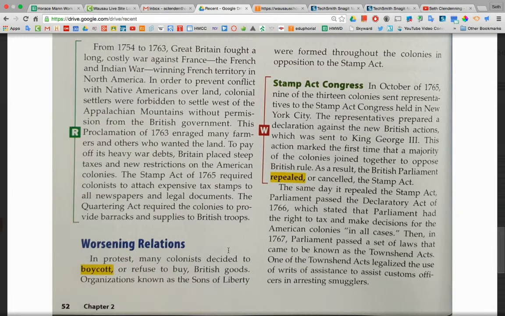From 1754 to 1763, Great Britain fought a long, costly war against France, the French and Indian War, winning French territory in North America. In order to prevent conflict with Native Americans over land, colonial settlers were forbidden to settle west of the Appalachian Mountains without permission from the British government. This Proclamation of 1763 enraged many farmers and others who wanted the land.